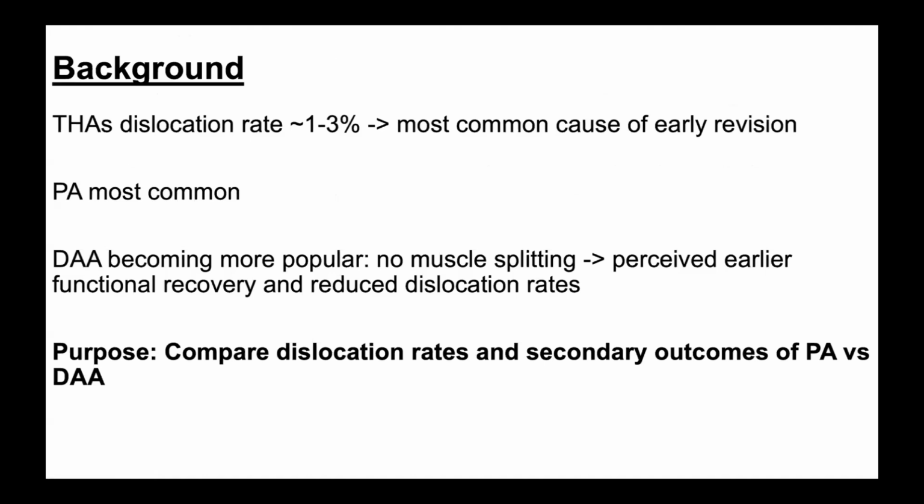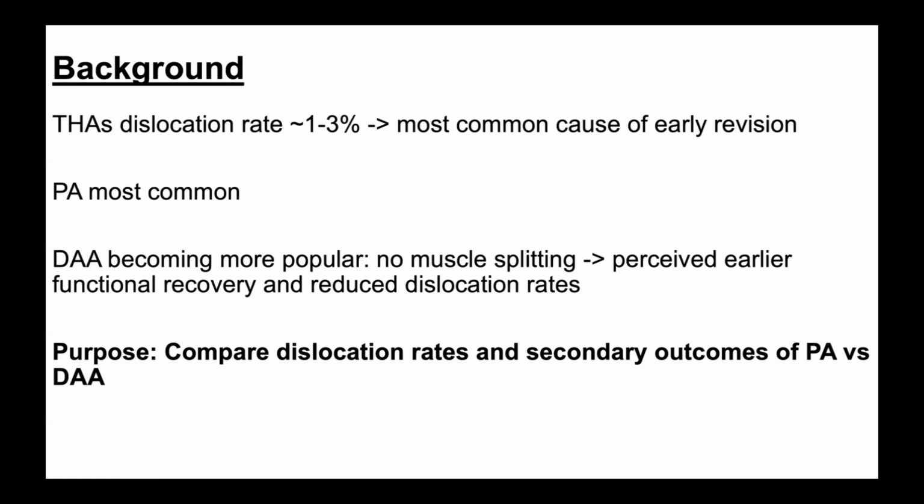Background information, we talked a little bit earlier regarding the dislocation rates of THAs, and it's roughly 1 to 3%. Dislocations are the most common causes of early revision. The most common approach with the THA is the posterior approach. However, the direct anterior approach is becoming more popular. One of the reasons why is because you're not splitting any muscle, and there's a perception that there's going to be an earlier functional recovery and reduce dislocation rates.